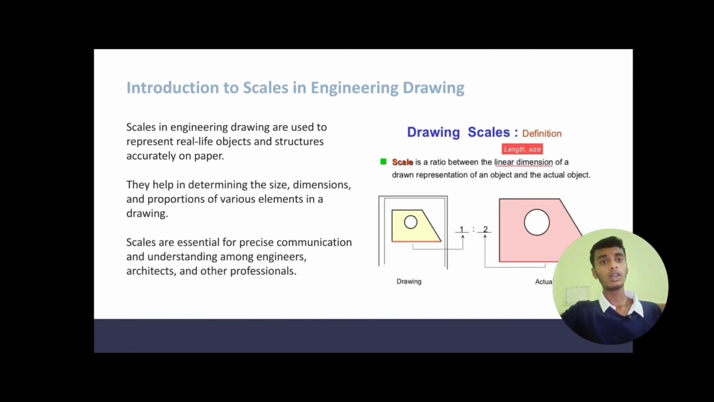And we'll come to the introduction to scales in engineering drawing. First, what are scales in engineering drawing, the types of scales, and where are they used. Scales in engineering drawing are used to represent real life objects and structures accurately on paper. They help in determining the size, dimension, and proportion of various elements in the drawing. Scales are essential for precise communication and understanding among engineering, architecture, and other professions. You can see the definition of scales here.